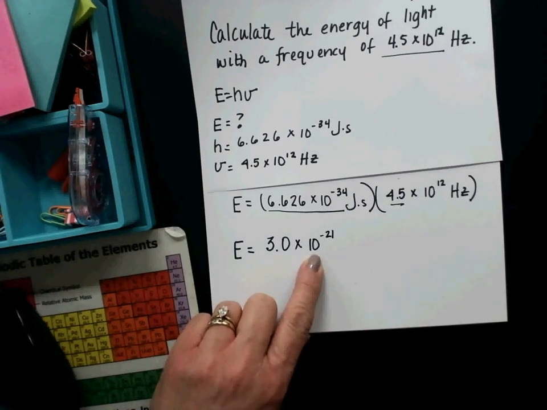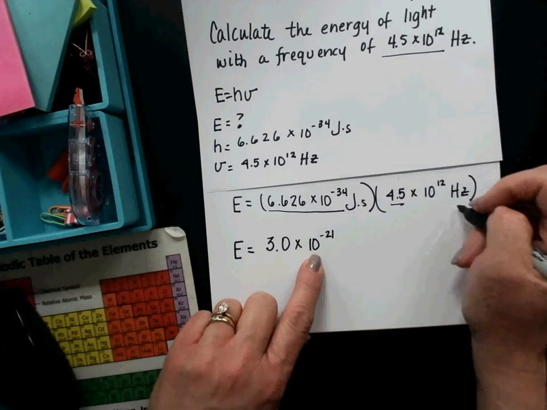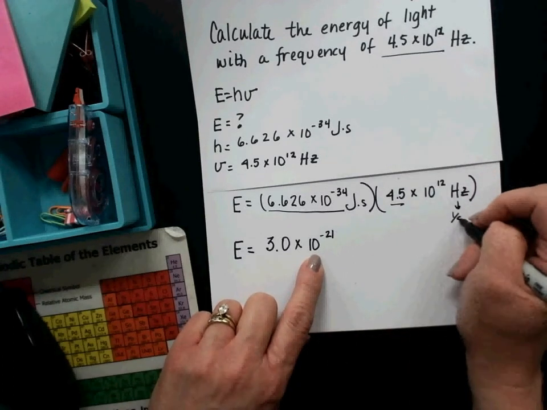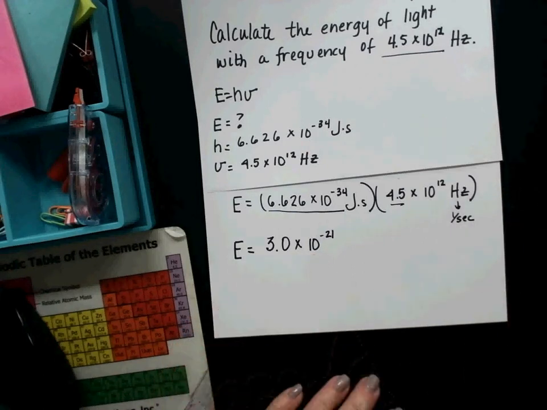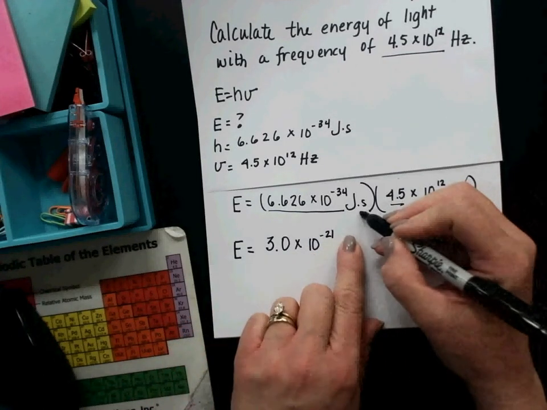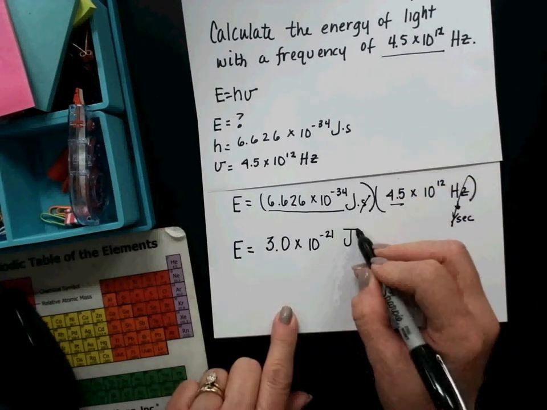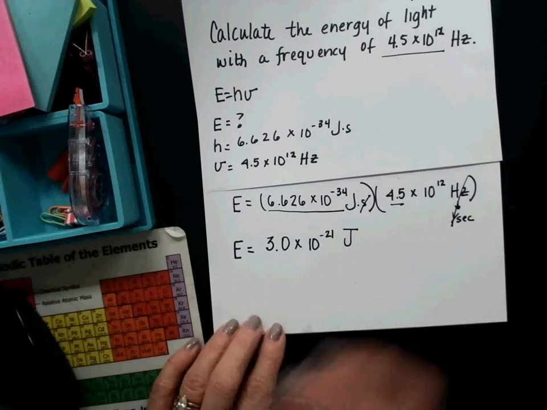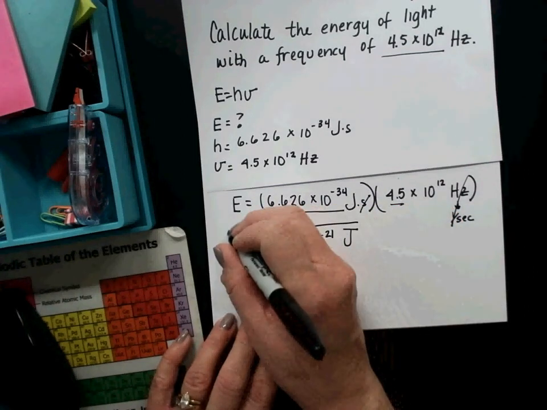What should my units be? And I don't want you to just tell me, I want you to be able to prove it to me mathematically. What should my units be? What is hertz really? Waves per second, or we can write it as 1 over seconds. So what do hertz cancel out over here? Seconds, which then leaves me with joules. You should always be able to justify your units. Okay, so there's one.